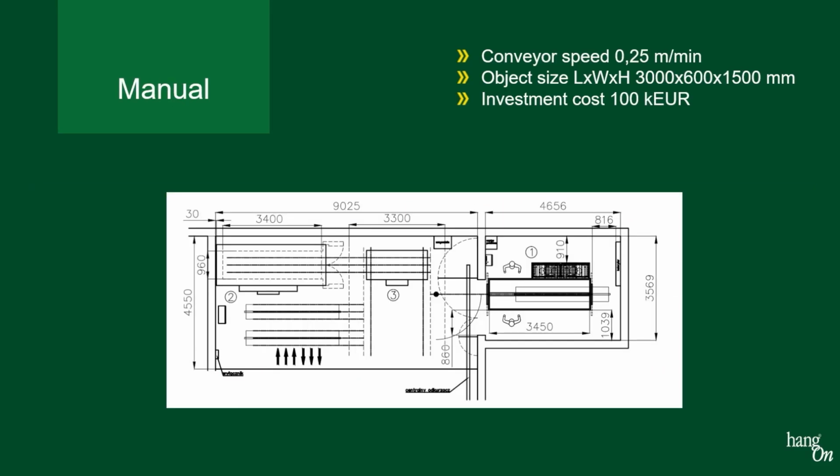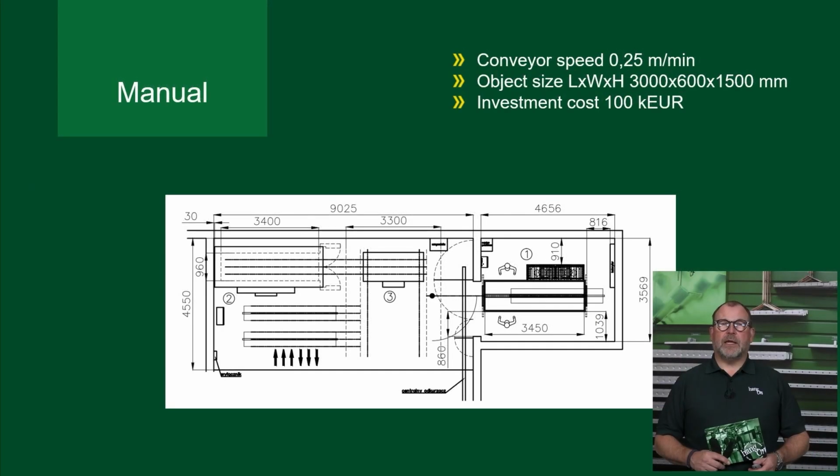The 4th line is a manual line. Here we have recalculated the capacity to reach a speed of 0.25 meter per minute, and we have an investment cost of around 100,000 euro. These 4 lines are very much the industry standard, and these are the lines we see when we are traveling around and visit customers around the world.